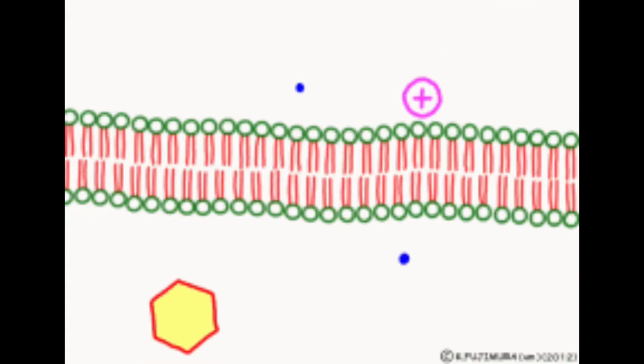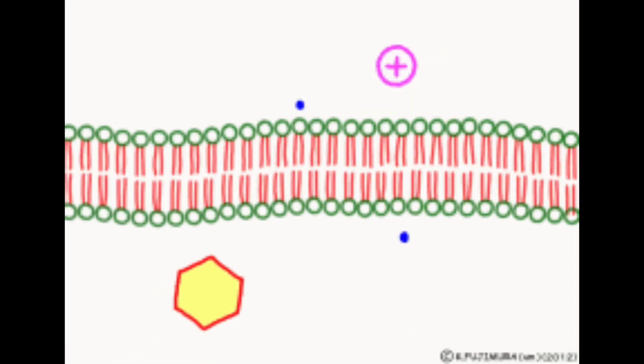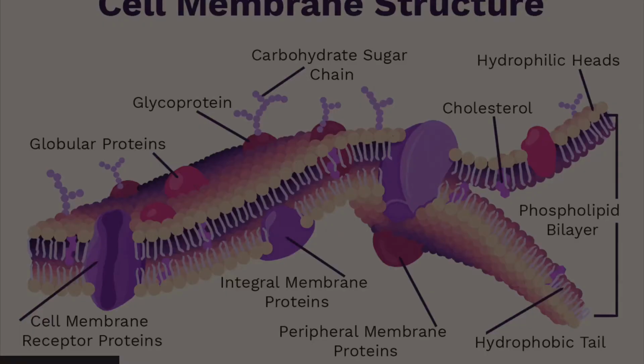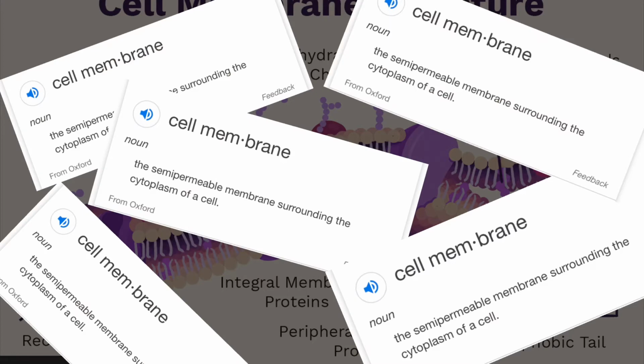Cells have membranes that allow them to establish and maintain internal environments that are different from their external environments. The processes that allow ions and other molecules to move across membranes is the fundamental idea of this video, mechanisms of transport. To understand how things move in and out of the cell, you must first understand the cell membrane.